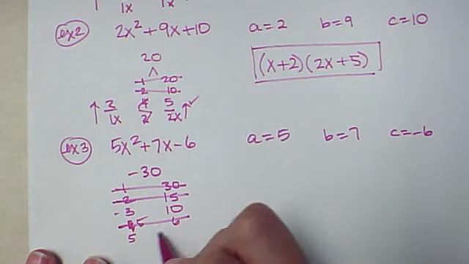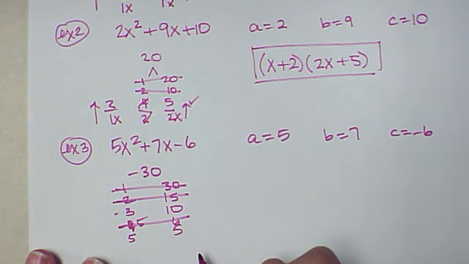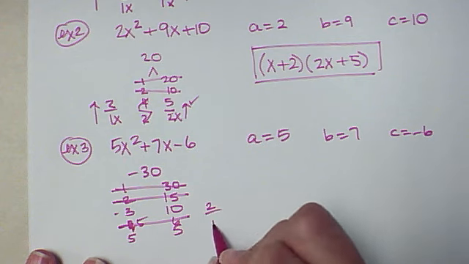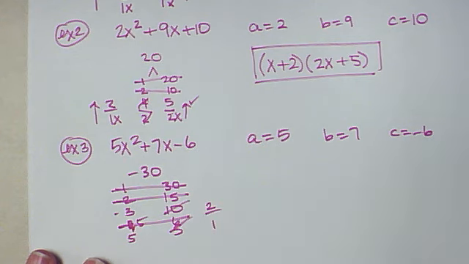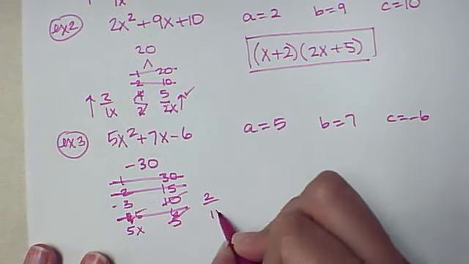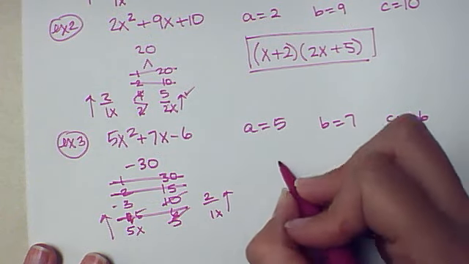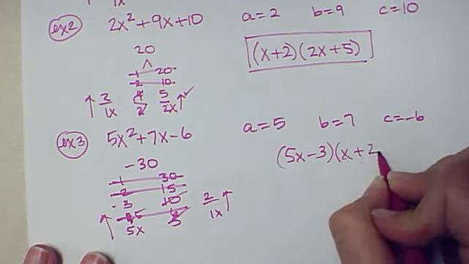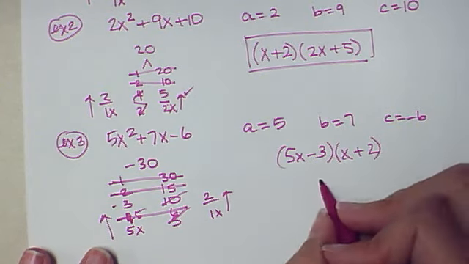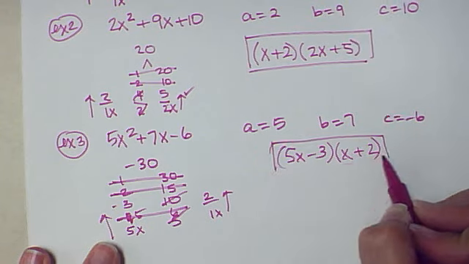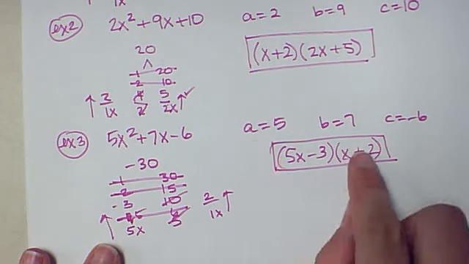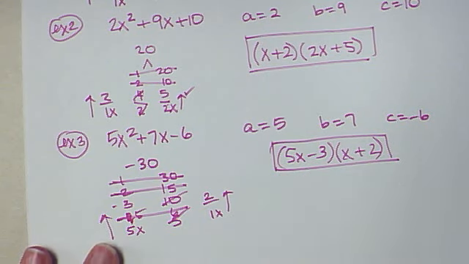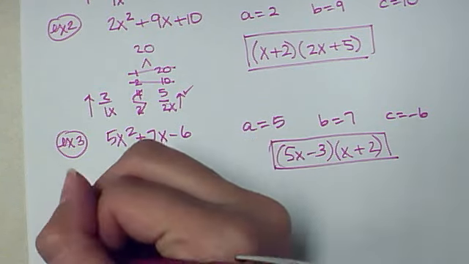Divide by A, so divide by 5. Reduce my fractions, negative 3 over 5 can't be reduced. 10 over 5 can be 2 over 1. Notice that I'm leaving those as fractions, so I can write my x's on the bottom and read up. 5x minus 3 times x plus 2. Notice I'm not writing the 1x, that's just because that's to be understood. Also, it's probably important for you to realize I could write x plus 2 over here times 5x minus 3, and that would be the same thing. So order doesn't really matter.